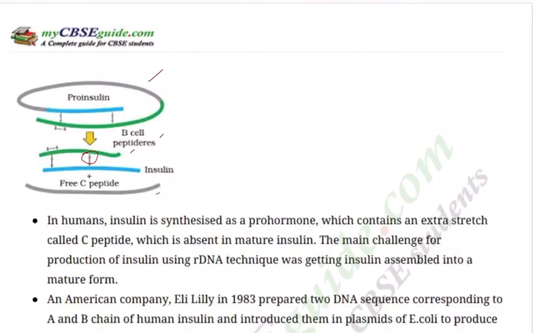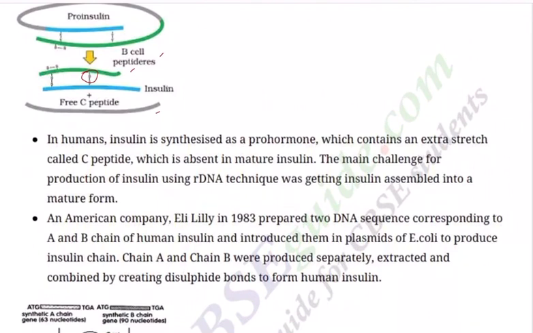So in humans, insulin is synthesized as a prohormone, which contains an extra stretch of peptide chain called C peptide, which is a free one. This is absent in mature insulin. So the difference between proinsulin, as you are seeing with the colors, is that you have an A peptide chain, plus a B peptide chain, plus a C peptide chain, and that is proinsulin.